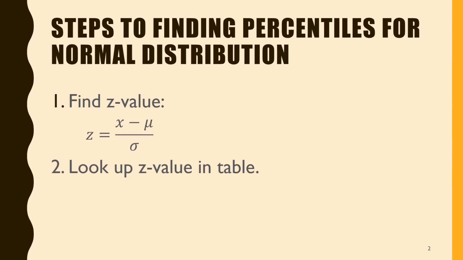I'm going to go over the steps to finding percentiles for a normal distribution. Step 1 is to find the z-value using your z formula. Then just look up the z-value in the table.